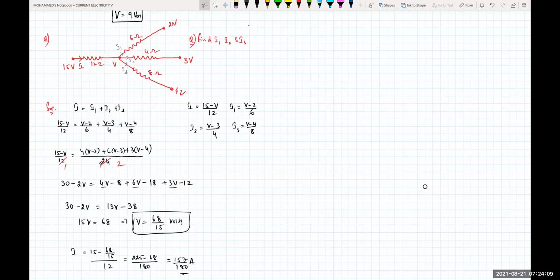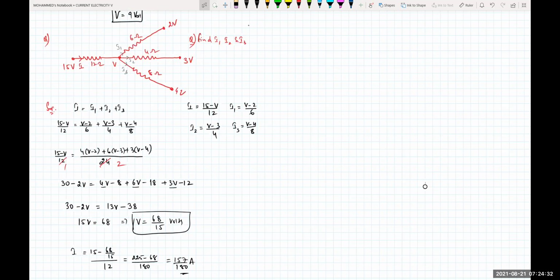That common potential is V. From there, the current is getting divided into I1, I2, and I3. Everywhere the potentials are given in the problem: 2 volt, 3 volt, and 4 volt. Resistances are 12 ohm, 6 ohm, 4 ohm, and 8 ohm. So the total current coming from the 15 volt source is getting divided into I1, I2, and I3. So I is equals to I1 plus I2 plus I3.